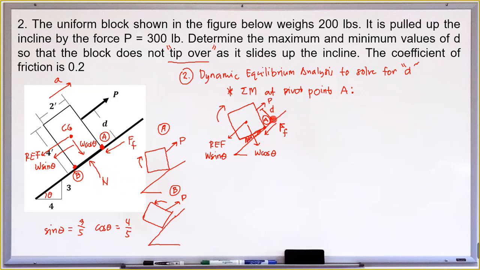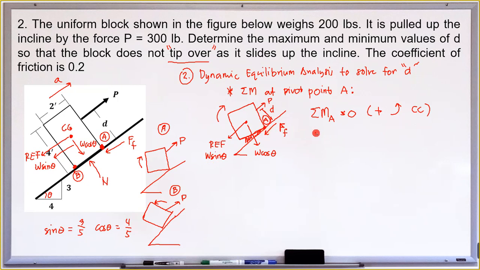Pero pag analyze nato sa summation moments, ignore na siya. So summation moment along A dapat 0 siya. So positive if counterclockwise, so CC. So diri unsa may mga forces nga counterclockwise, we have the weight, reverse effective force, and the weight sine theta. Wala tay frictional force kasi frictional force coincide siya sa pivot point A.